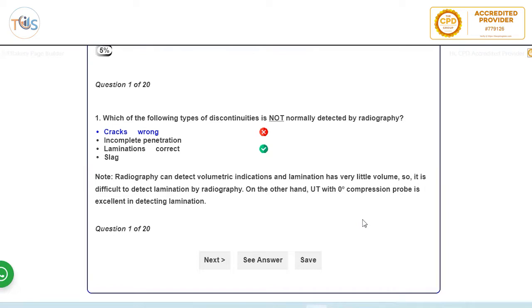Now, in the case of lamination, there is not much space between two parts which are not fused during the pipe or plate manufacturing, and hence it's very hard to see the lamination in radiography. The best NDT technique would be UT. Obviously MT, PT, and VT also cannot see it, because the lamination is always inside, through the thickness of the plate.